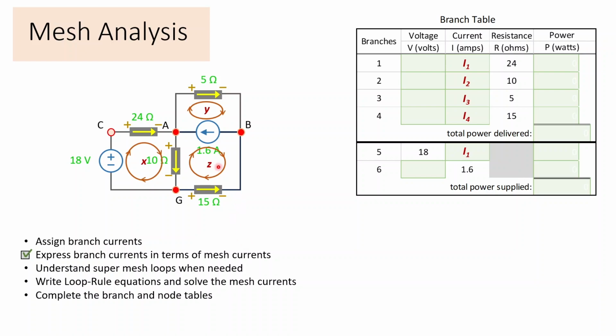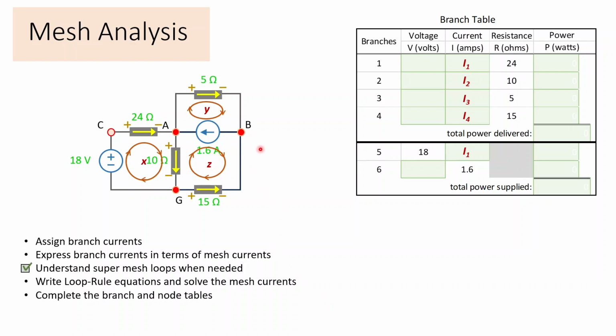Now, for branch current analysis, we also use these mesh loops, the smallest possible loops. Like think of a screen door, right? The small little holes, like little mesh loops. But in mesh analysis, we treat each loop as a mesh current, Ix, Iy, Iz. And the idea now is to express these branch currents, I1 through I4, in terms of mesh currents. But we first have to understand a construct known as a supermesh.